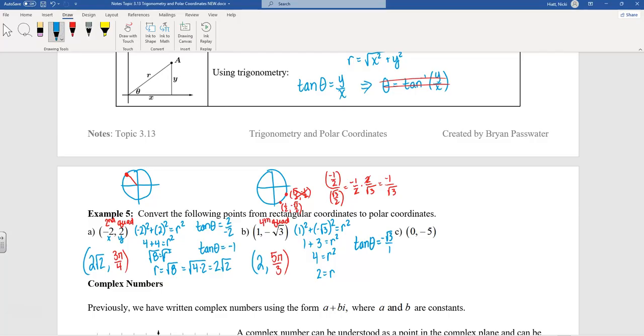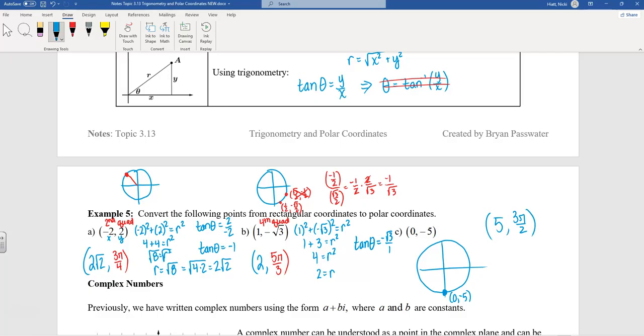Now, there are a few problems where I wouldn't even do this. If I graph the point 0, negative 5, that's the point right here, right? On that one, if I draw myself a circle, what is the radius of that circle? It's 5, right? And what is the angle at that point on the circle? Not here. The angle. 270 in degrees. What is it in radians? 3 pi over 2. Or you could call it negative pi over 2 if you want. Either one is fine there.